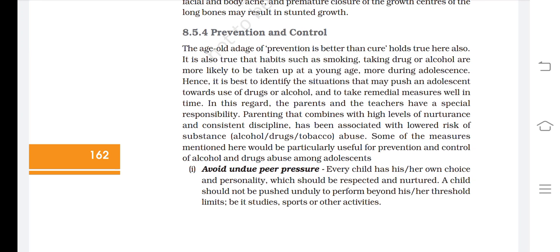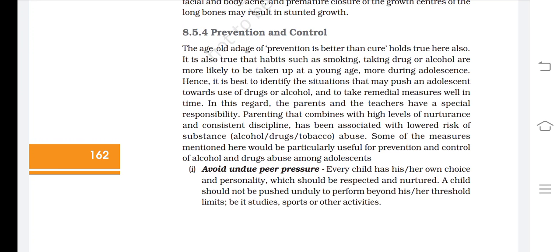Hence, it is best to identify the situation that may push an adolescent towards use of drugs or alcohol and to take remedial measures well in time. In this regard, the parents and the teachers have a special responsibility. Parenting that combines a high level of nurturance and consistent discipline has been associated with lowered risk of substance abuse.